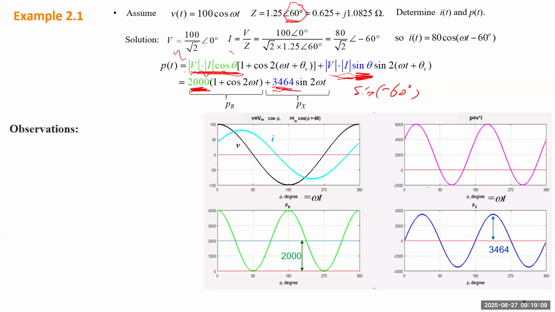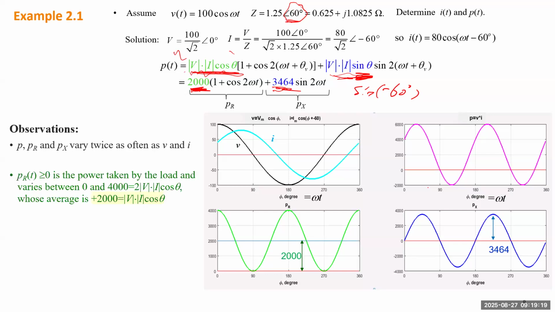Okay, let's summarize our observations. Instantaneous power has two items, and they both vary twice as often as voltage and current. The first item will never be negative. It will be either zero or positive, but most of the time it will be positive. If you integrate the area between the first item and zero, it will give you the value 2000, which is exactly the number in front of the first item.